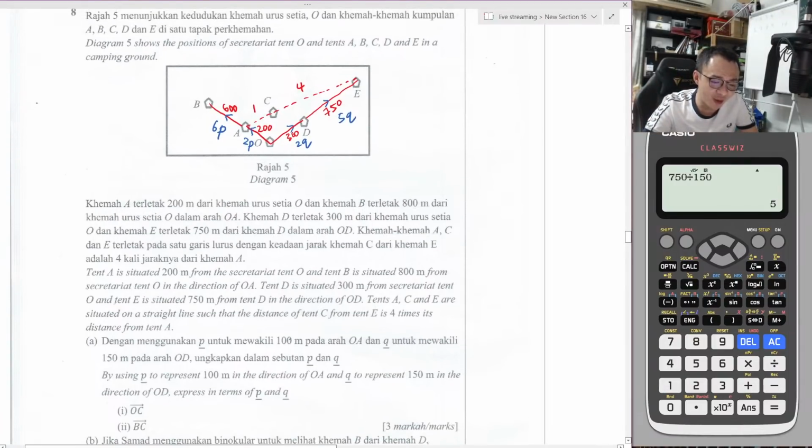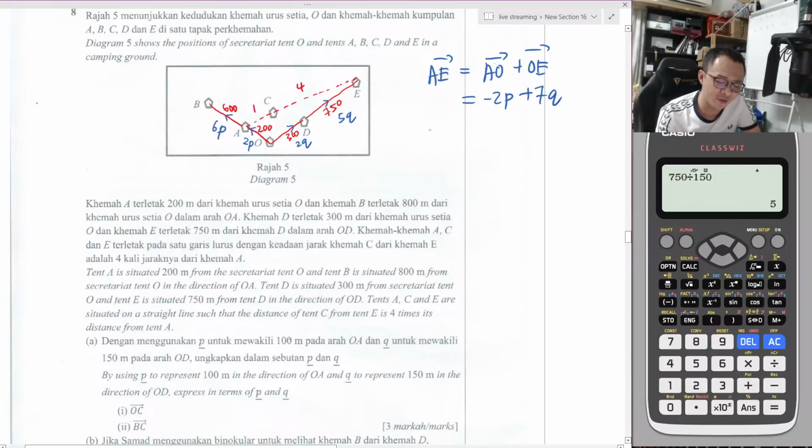Okay, they asked me to find OC. So in order to find the O to C, I think I need to find the AC first. But before I find the AC, I need to find the AE first. Okay, so I find the AE. AE will equal AO plus OE. A to O is negative 2P. O to E should be 7Q.